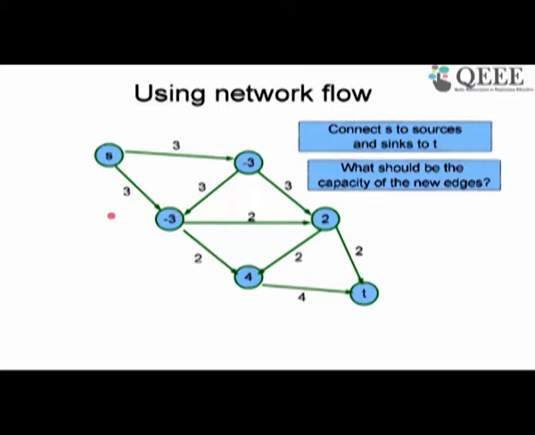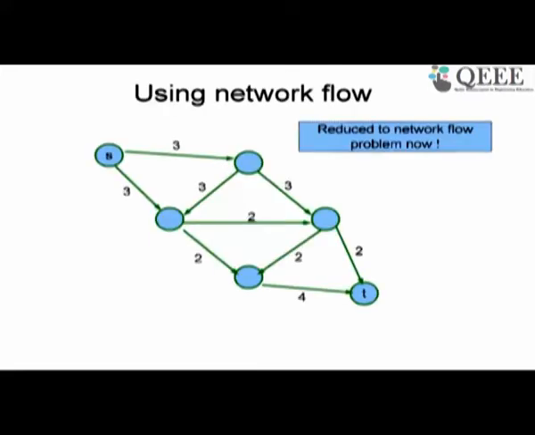Now I can take out this minus 3 from here, because initially this node was generating 3, but now the 3 is coming through this edge from S. Therefore, I can remove this 3. Similarly, this node was sinking 2, but now this 2 is going towards T. This node was sinking 4, but now this 4 is going towards T. Therefore, I can remove this 4, 2, minus 3, and this problem just becomes a standard network flow problem.